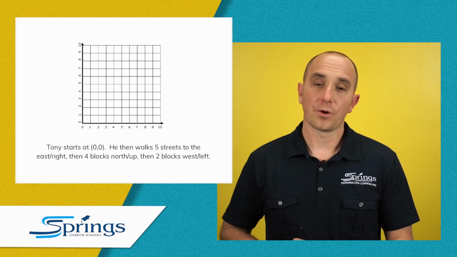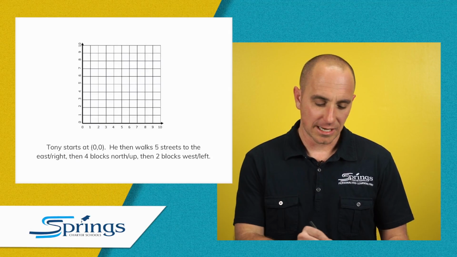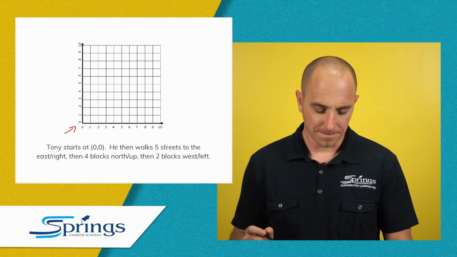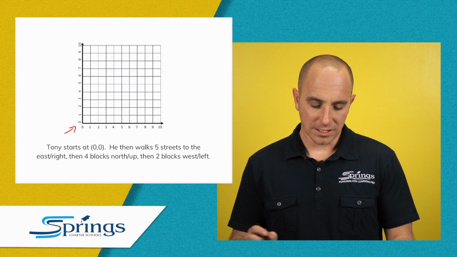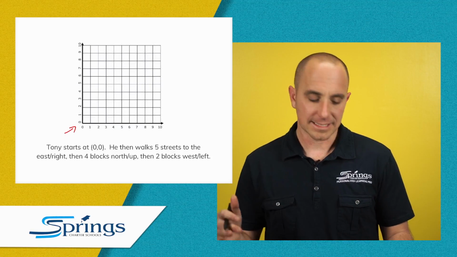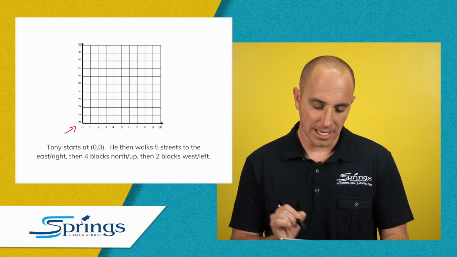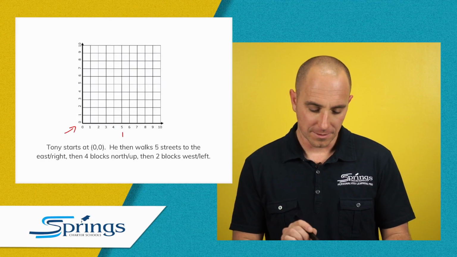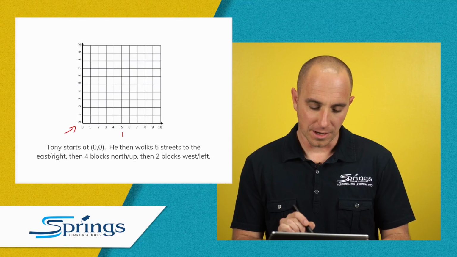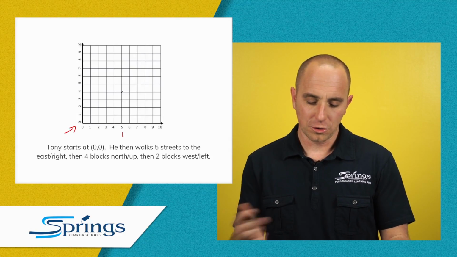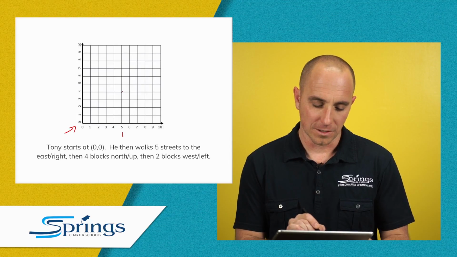All right, so I wrote it down at the bottom so we can keep track. So let's take a look at Tony's journey. He started at the origin, which is 0, 0. He then walks 5 streets to the east or the right, so we're going over 5 on the x-axis. So we're going to be right here and put a little line at 5. Then he's going to go 4 blocks north or up. I'm going to put a little dot there because that's not going to be our point. And then he's going to go 2 blocks west or left, so we're going to go over 2.